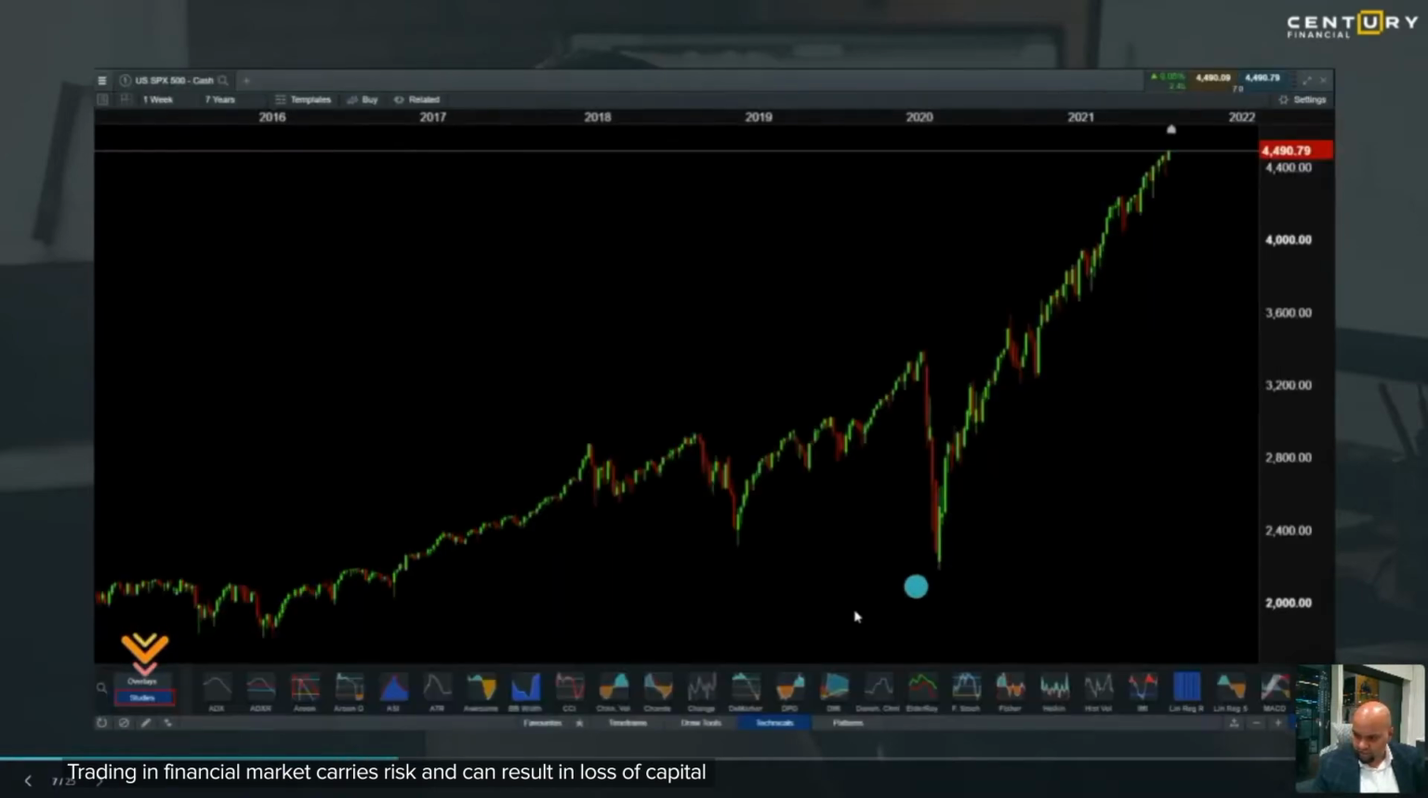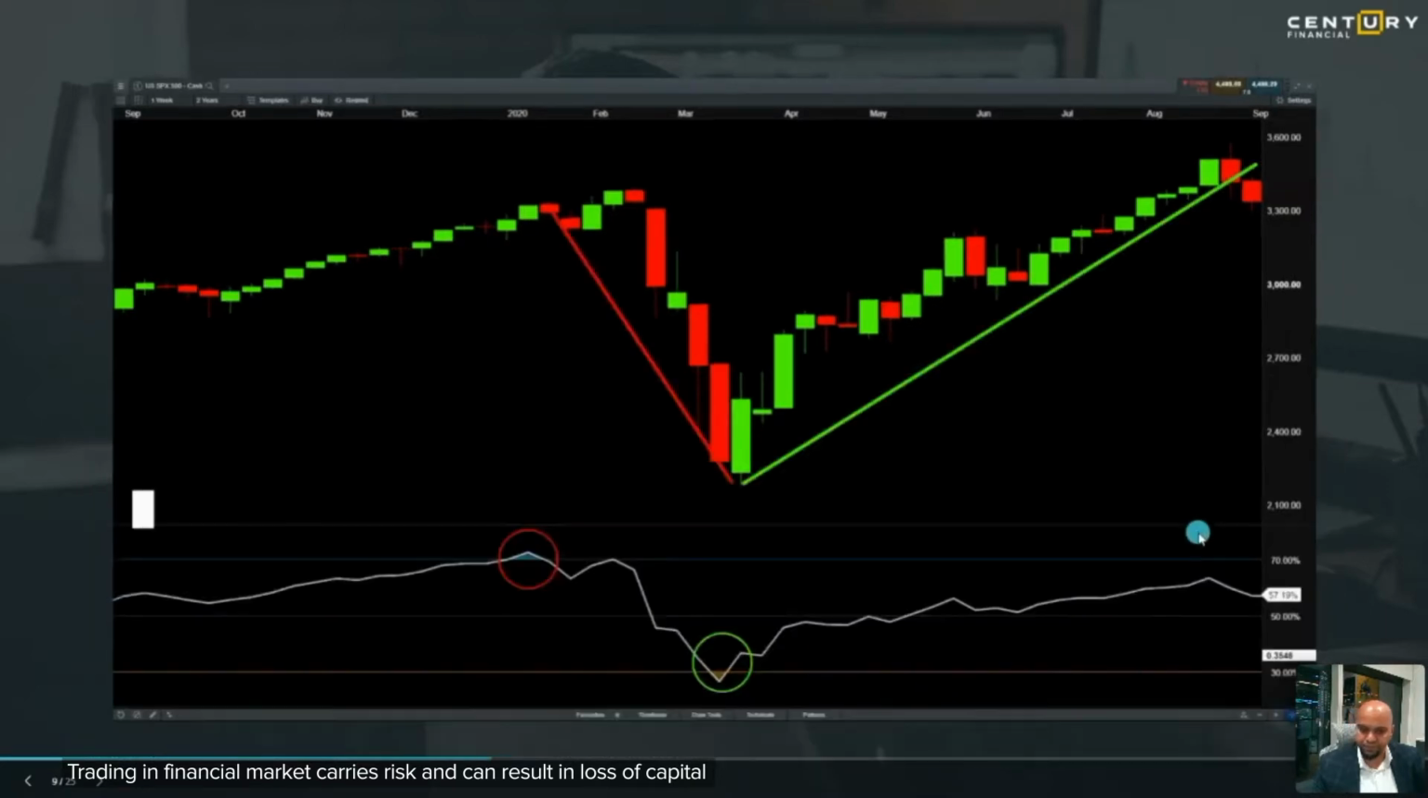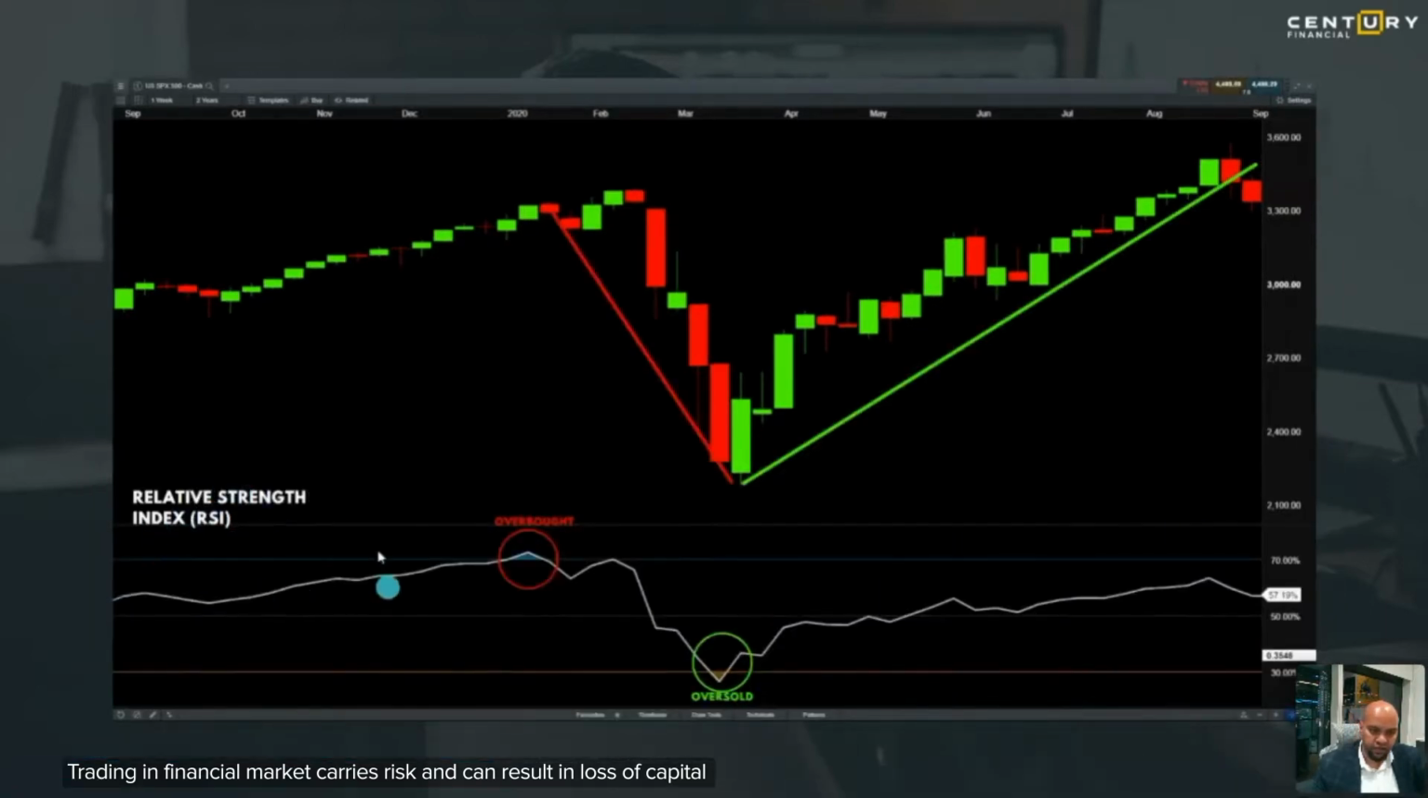Once you click on technicals, we go to studies. There are a lot of technical indicators over here, which you don't have to worry about right now. We are going to be mainly focusing on RSI. Once you go to studies, you will find RSI. You click on RSI, and you find your RSI opening at the bottom of the chart.